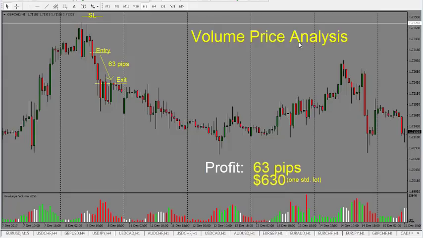Here we're looking at volume price analysis. So we will use volume in combination with our price action to determine what is the best time to enter the trade and when to exit the trade. So this is the pound CAD 1 hour chart.